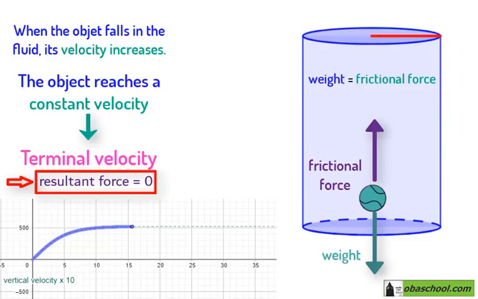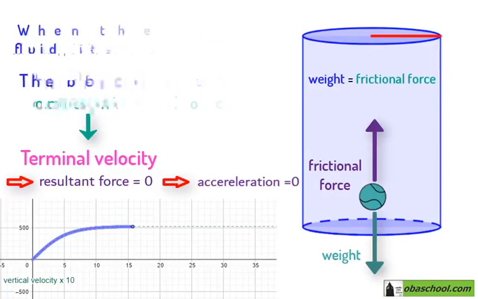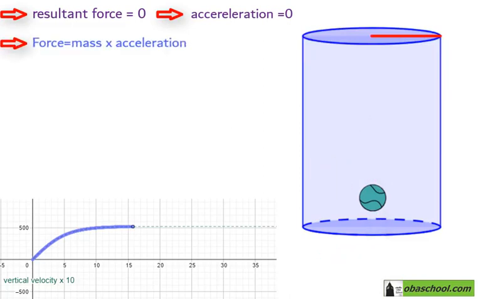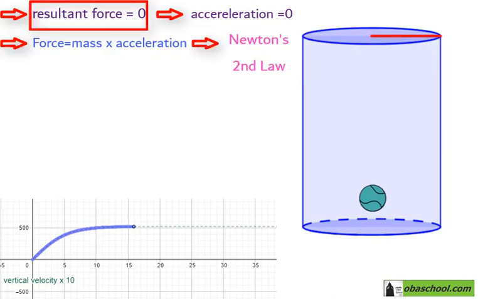And since the force is zero, this means that its acceleration is zero, because we know that the force is equal to the mass multiplied by the acceleration. This is from Newton's second law. So when the resultant force is zero, this means that the acceleration is zero.